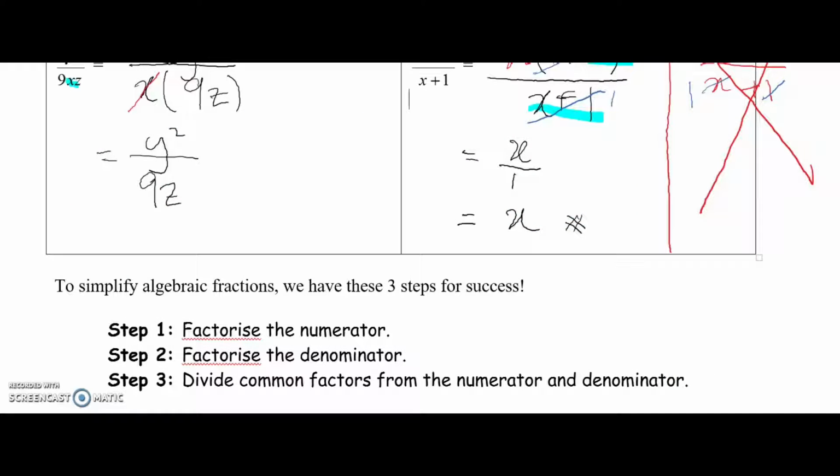Hence, to summarize, to simplify algebraic fraction that has two or more terms in the numerator and the denominator, we need to do these three steps. Step 1. Factorize the numerator. Step 2. Factorize the denominator. And finally, step 3. Divide the common factors from the numerator and denominator.